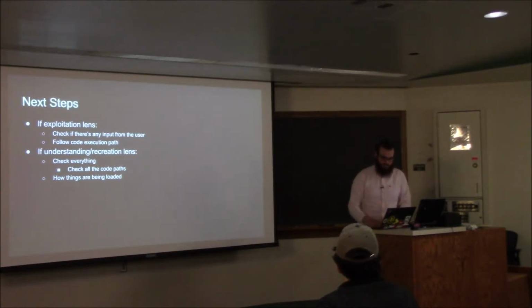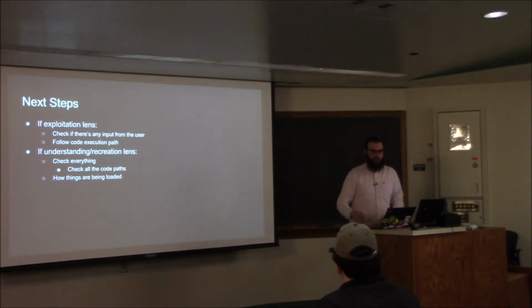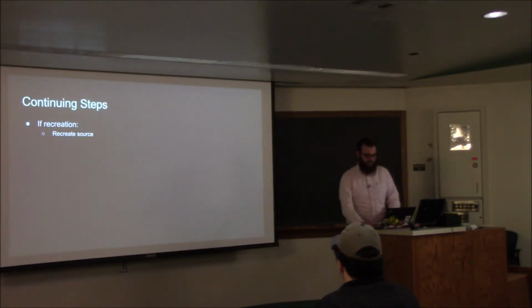But if I'm looking through an exploitation lens, I check if there's any path where the program gets input from the user. Then I try to follow that path and get to it. Say it's an email program: you're trying to click the new email button so you can start typing things. And continuing steps, you only go here if you're trying to recreate it, so you just type up the source as you go, as you understand the program.